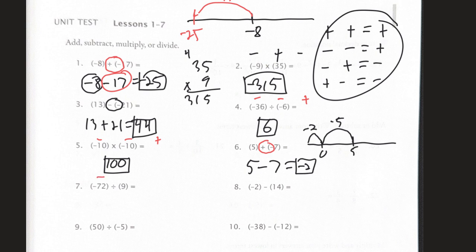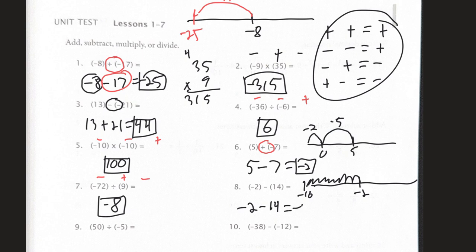A negative divided by a positive is a negative. So then 72 divided by 9 is negative 8. This one has no double negative, so it's just negative 2 minus 14. So you start at negative 2 and then subtract 14 and end up at negative 16.